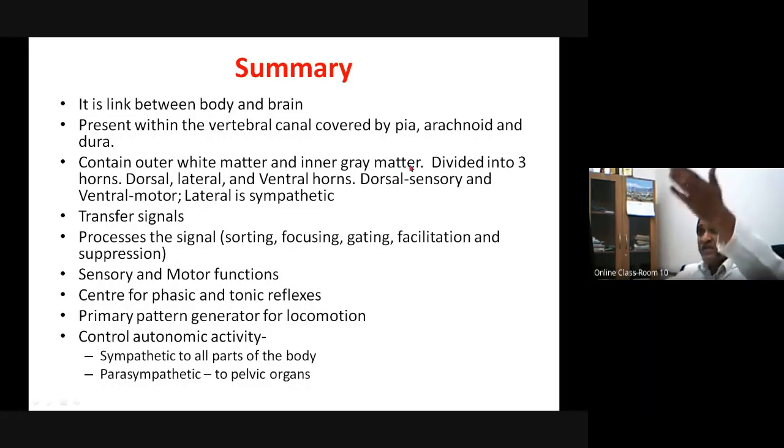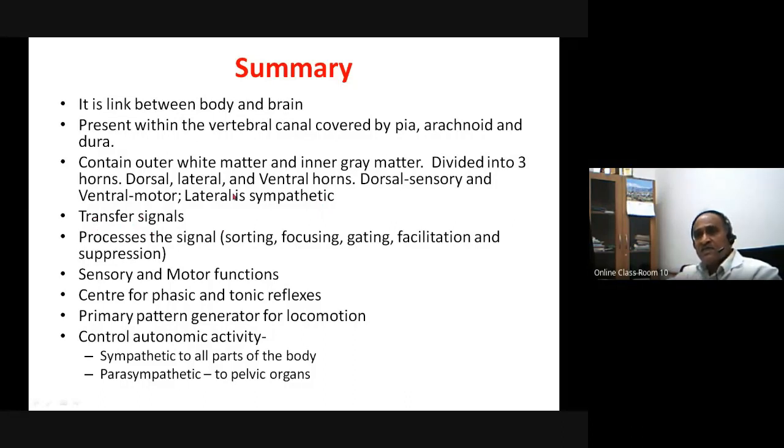If you go back to the central nervous system, in the brain it is the inner white matter and outer gray matter; it's just reversed in the spinal compartment. So here the outer side is the white matter, the bundle of nerve fibers, and here are the neurons. It is divided into three horns: dorsal horn, lateral horn, and ventral horn. Dorsal is sensory, ventral is motor, and lateral is sympathetic, especially in the thoracic and lumbar segments.